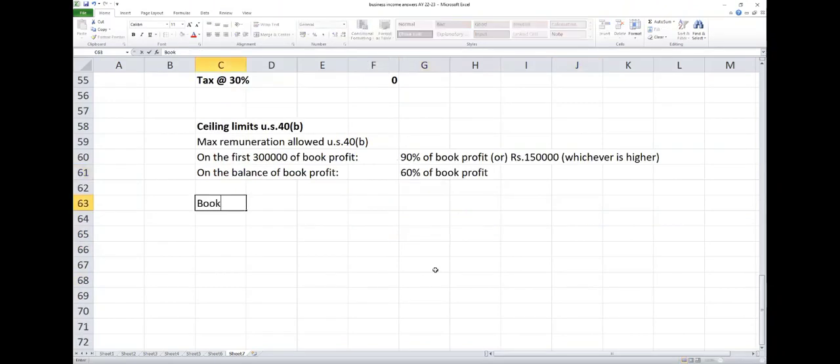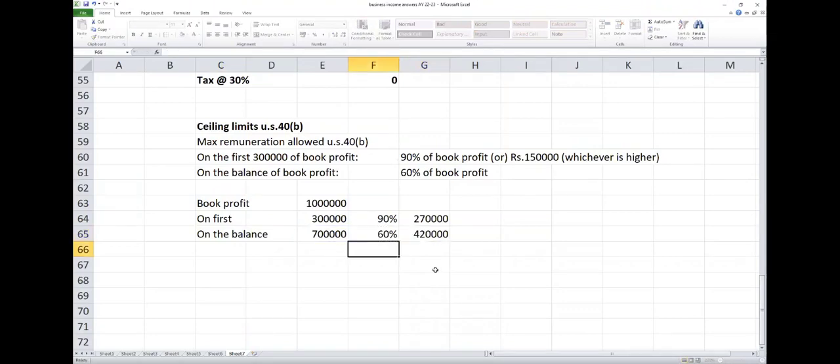Suppose book profit is 10 lakhs. What are the limits applied? What is the maximum remuneration allowed? On the first 3 lakhs, 90%. What is 3 lakhs into 90%? 2 lakhs 70 thousand. On the balance book profit of 7 lakhs, 60% you can draw. So the maximum remuneration you can take is 6,90,000.